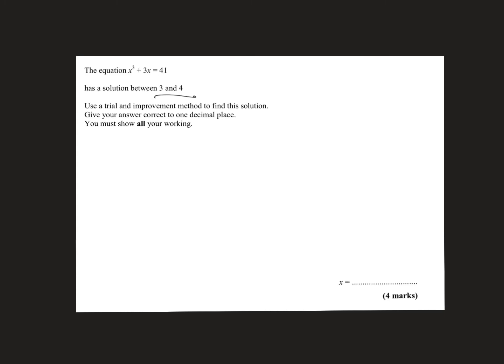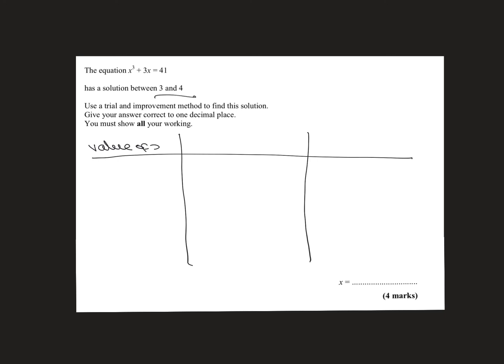So the first thing we're going to do here is draw out our table. So our first column, remember, is value of x. Our second column is our equation, so value of x cubed plus 3 of x. And we're trying to get 41, so put our comment in here. So I'm going to put my 3 and 4 in, because they've already told me that.